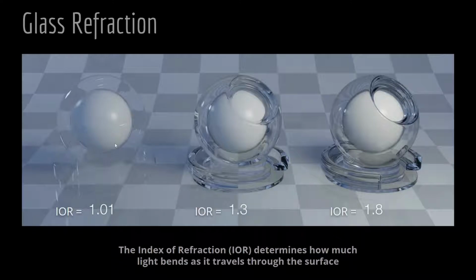Here we have a very thin material, or a material with an index of refraction that's very similar to air, so we're not bending that much light. And you'll notice that grid pattern in the background. As we increase the index of refraction, more and more of that background is being distorted and warped as it travels through that object.